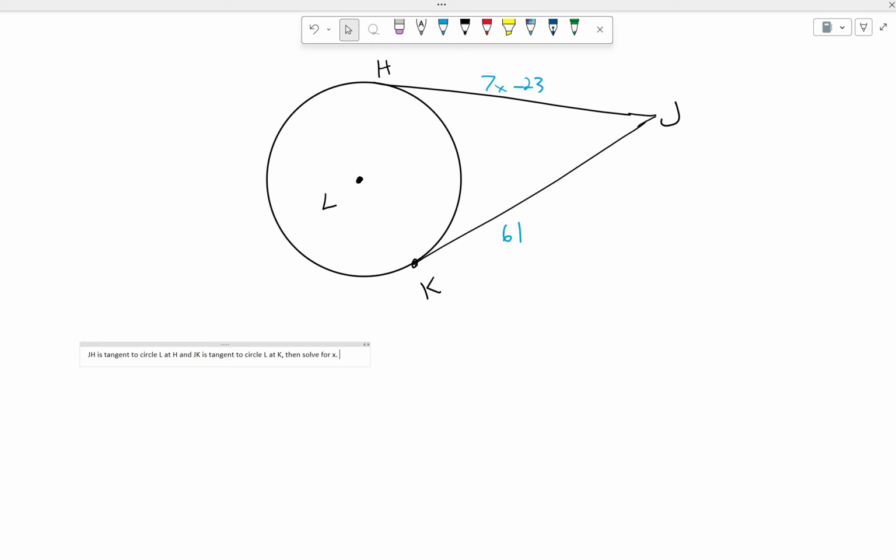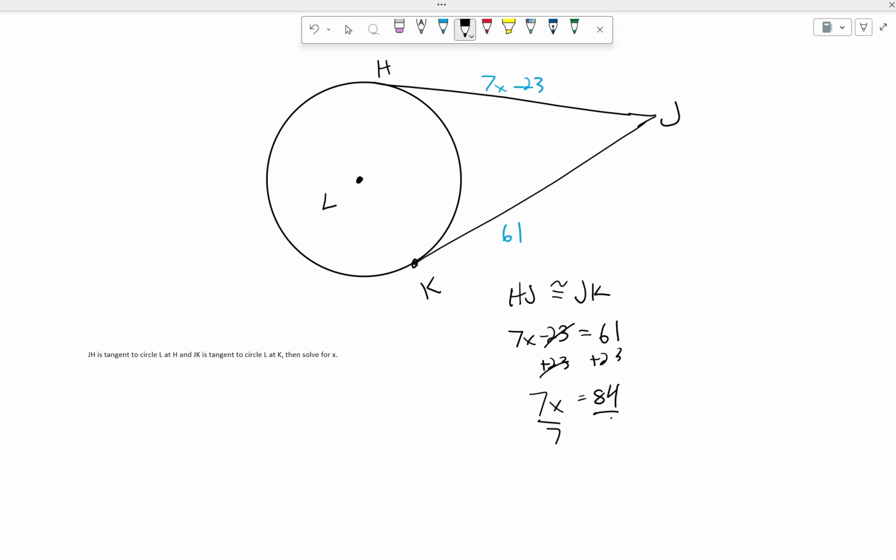Fellas, it's a pretty straightforward one, right? Because what do we know about this segment and this segment then? They're going to be congruent, okay? HJ is congruent to JK. So 7x minus 23 is equal to 61. Add 23 to both sides. 7x is going to be equal to 84. Divide by 7 on both sides. 7 factors out, and x is equal to 12.